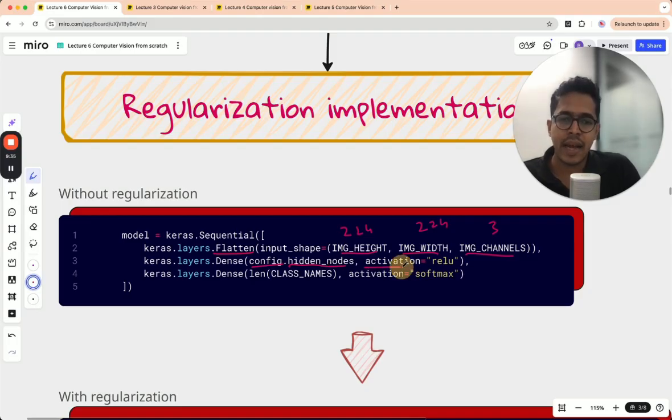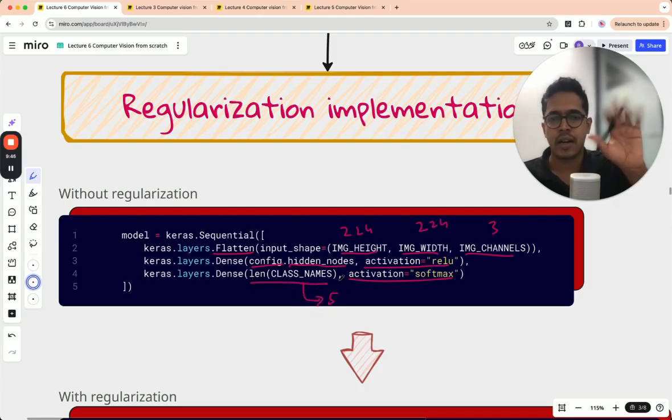And we were using the activation function ReLU. Then the last layer was one with softmax activation. Here the len of class names is 5 because there are 5 classes. So the last layer has 5 nodes and the activation is softmax. So this was without regularization.